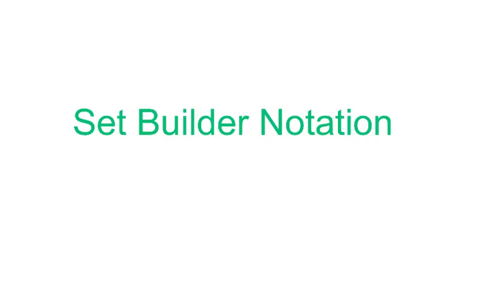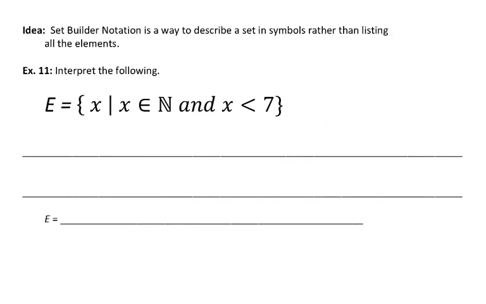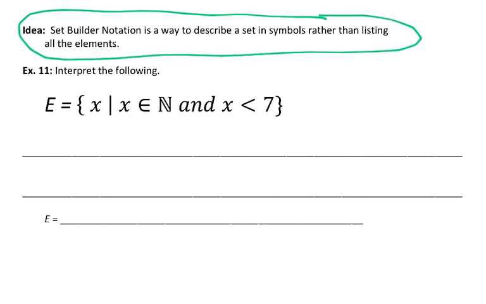In this video, we're going to explore set builder notation. Set builder notation is a way to describe a set in symbols rather than just listing all of the elements. We've seen already that sets can be described by a roster, where you list all the elements, or by a general description. And set builder notation basically takes that idea of writing a description and takes it a little bit farther by introducing some very sophisticated notation.